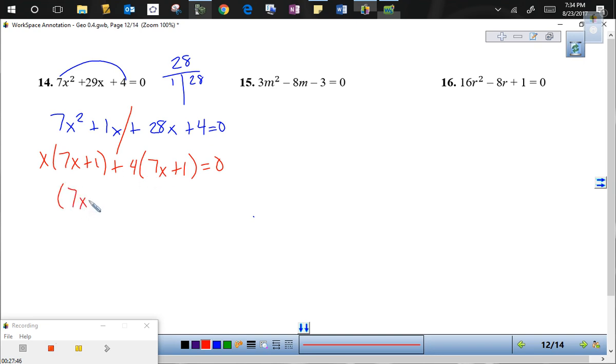Then we've got 7x plus 1 when we regroup times x plus 4 equals 0. So my two solutions are opposite of 1 divided by the number in front, opposite of 4.